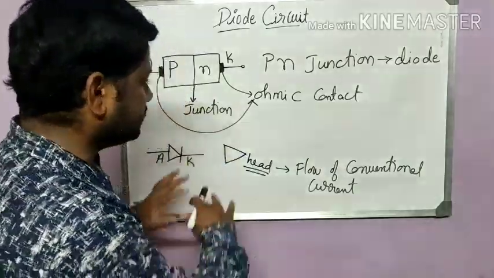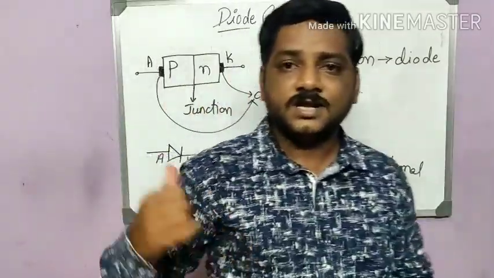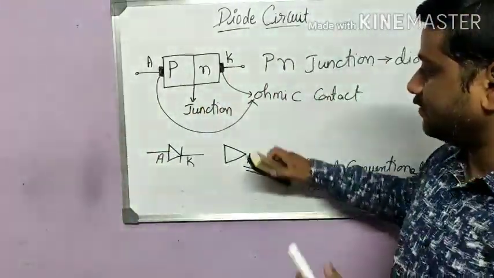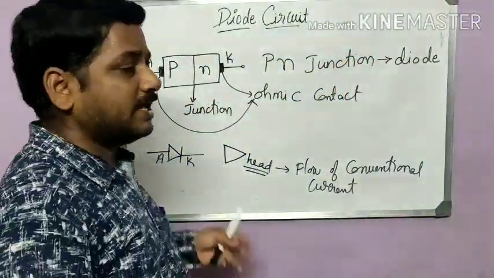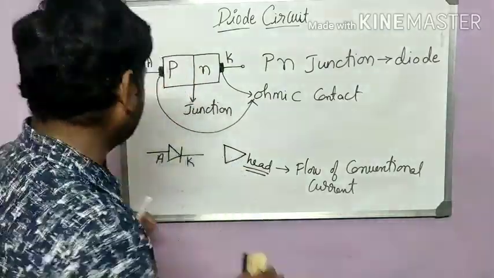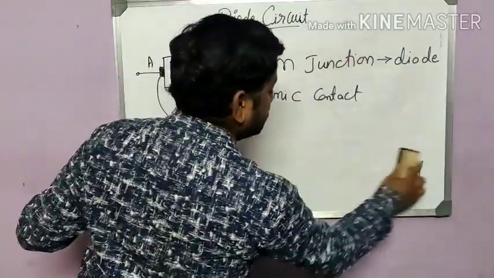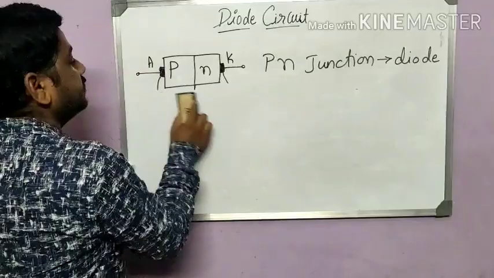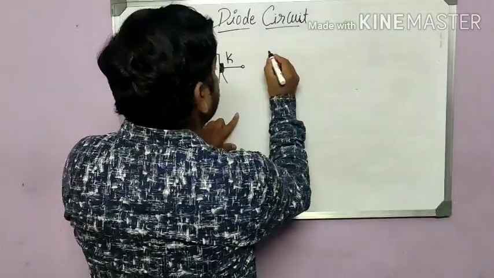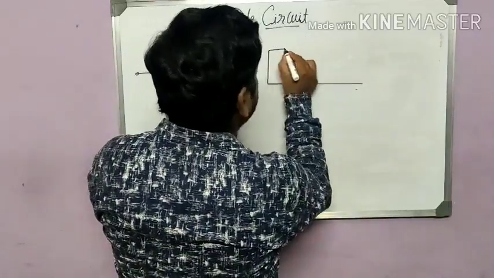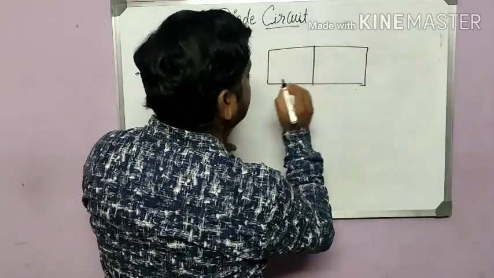Okay. This is about the PN junction and the symbolic representation of a diode. Now let's see how the current will flow, what actually happens in that PN junction. So let's have a look over that. The PN junction, as I told, is a semiconducting device. If I take a picture like this, it will be easy for you to understand.